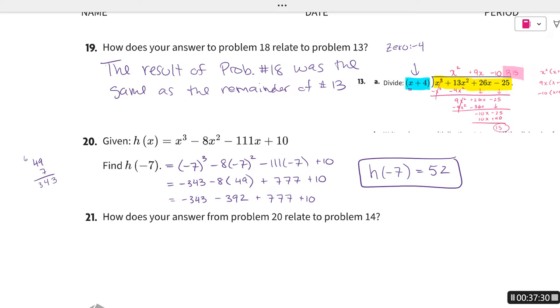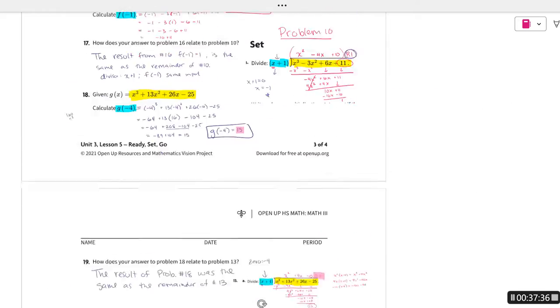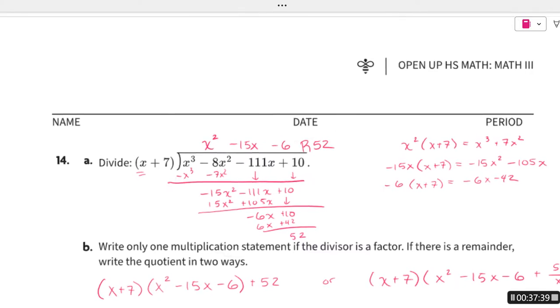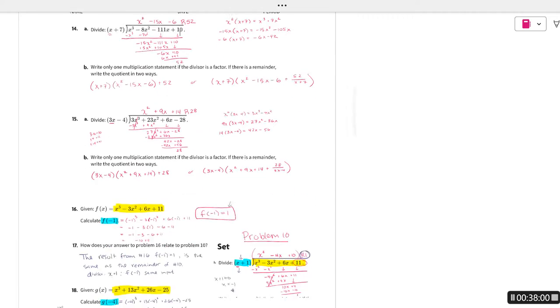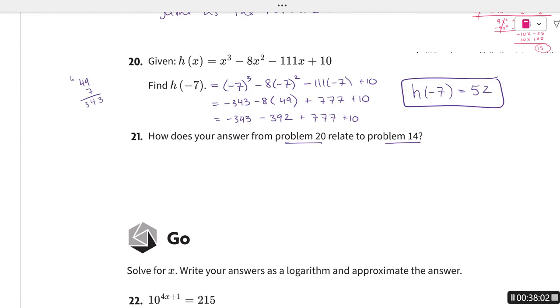Okay, now how does your answer from problem 20 relate to problem 14? So let's go and scroll up to 14. So we see that in 14, our divisor is x plus 7. And then we have x cubed minus 8x squared minus 111x plus 10. So that's the same as the equation we just used. And notice we got a remainder of 52. So, just like the other ones, our output of h of negative 7.